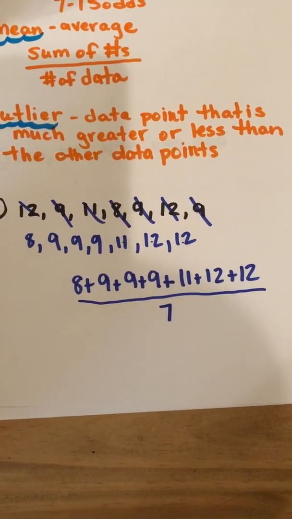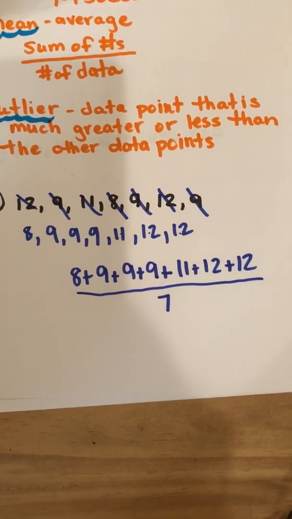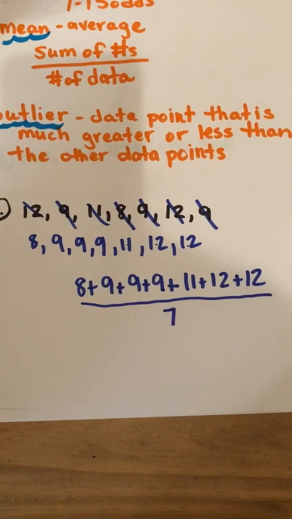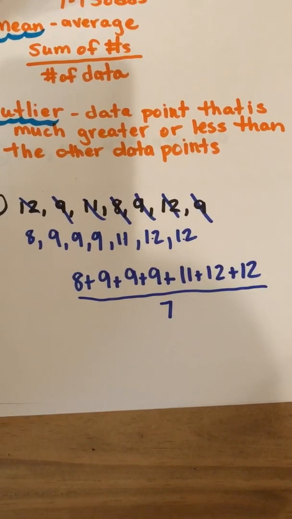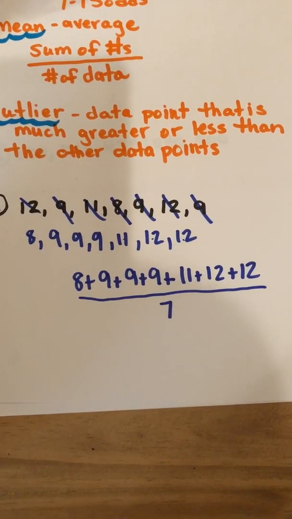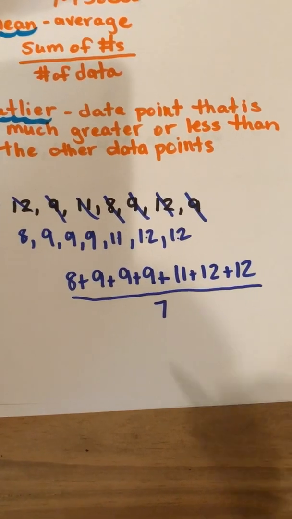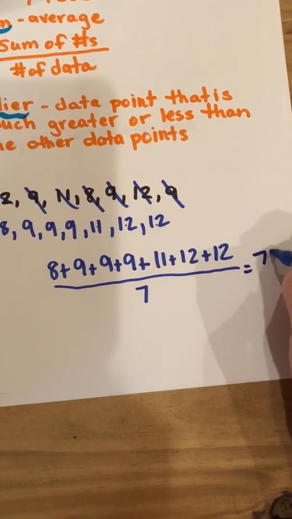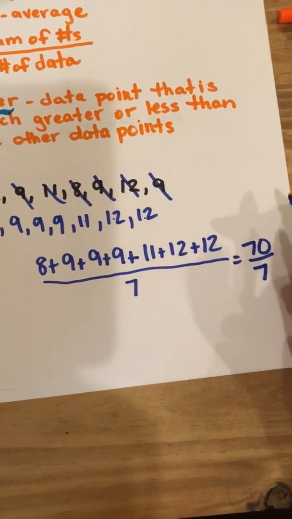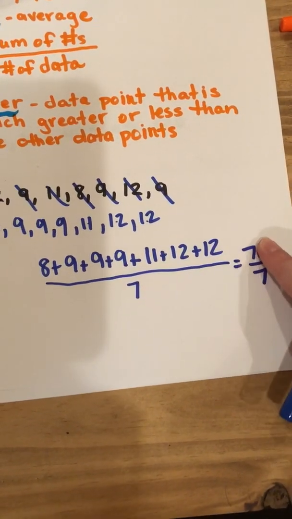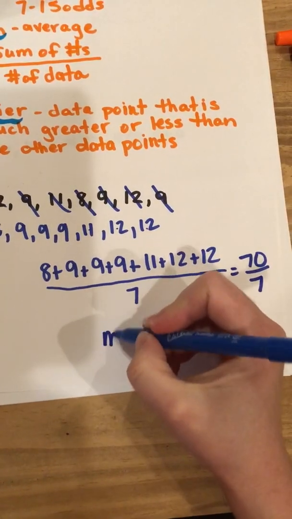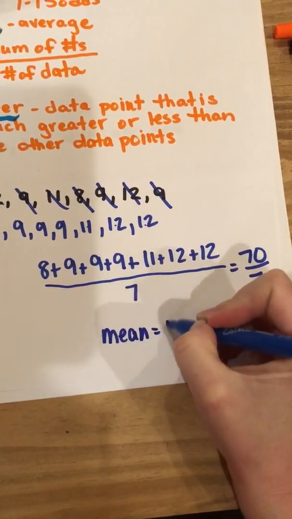So 8 plus, I know 9 plus 9 plus 9 is 27. So I'm just going to put 27 plus 11 plus 12 plus 12, or plus 24. When I added all of these up, I got 70. And I am going to divide it by 7. 70 divided by 7 is 10.